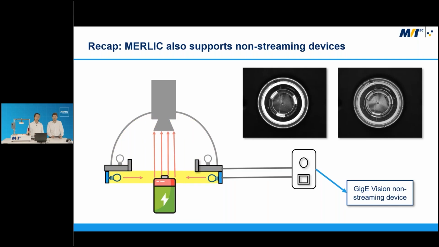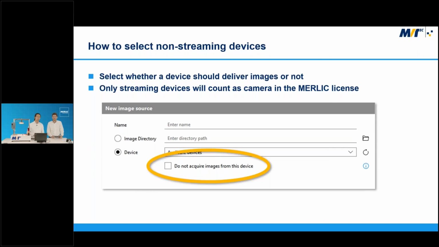And this light controller is a non-streaming device. Regarding non-streaming devices, we also have an improvement. How to select the non-streaming devices in MERLIC? We improved the usability. Now you can select whether a device should deliver images or not. If you connect a non-streaming device with MERLIC, you can select don't acquire images from this device, and in this way, it's not counted as a camera. Only streaming devices will count as cameras in the MERLIC license.